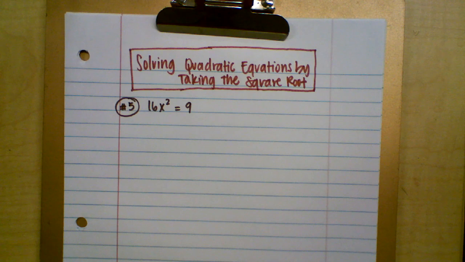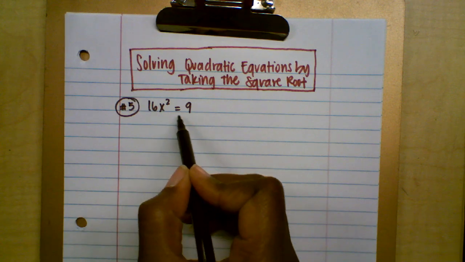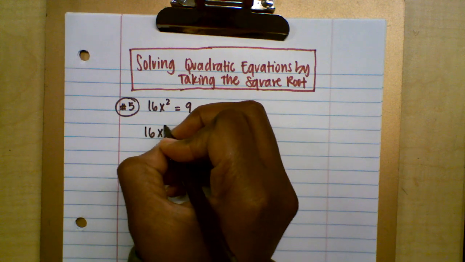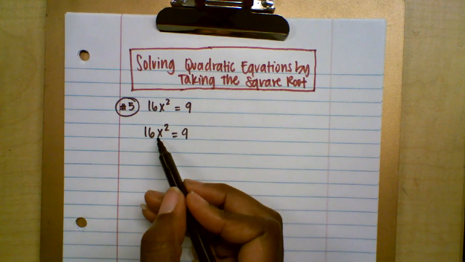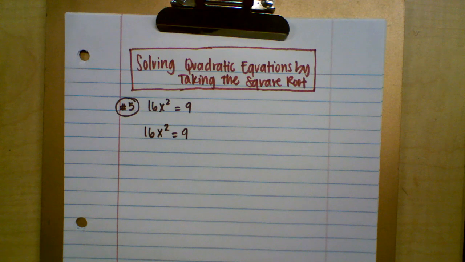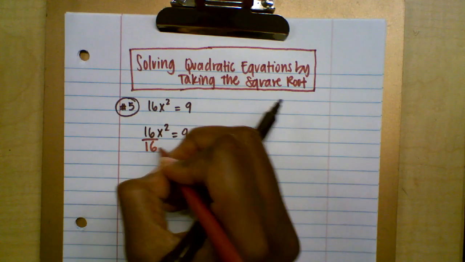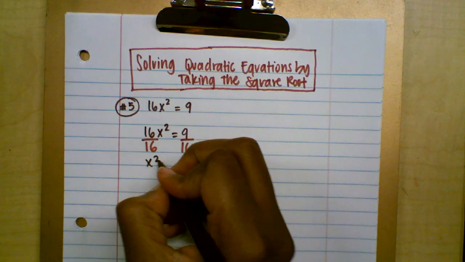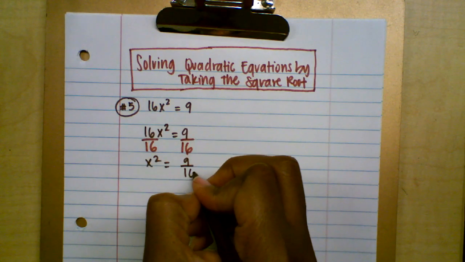So number 5, I gave you 16x squared equals 9. So you want to isolate the term with the square, which is here, x squared. For x squared to be alone, you have to divide by 16 on both sides. So you end up with x squared equal to 9 over 16.